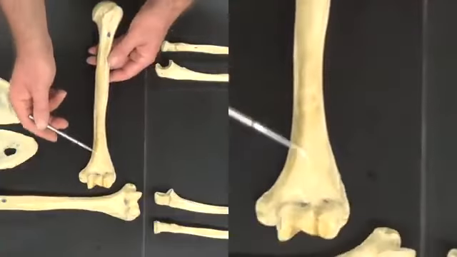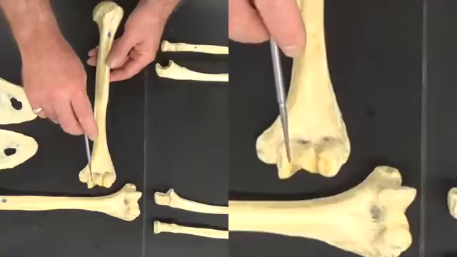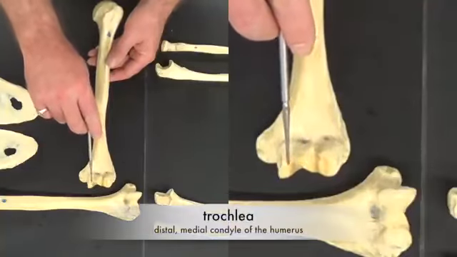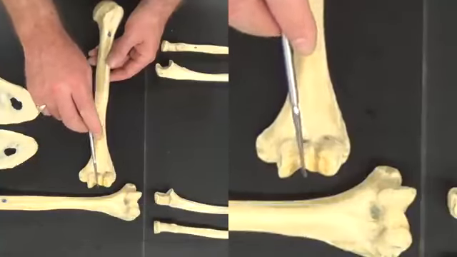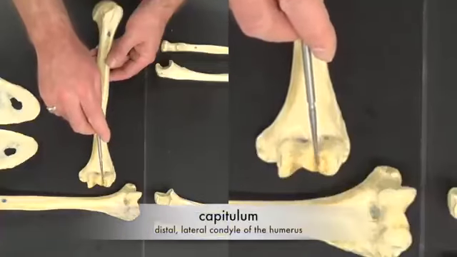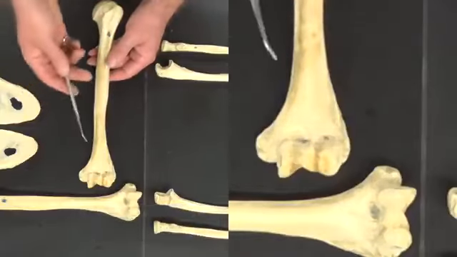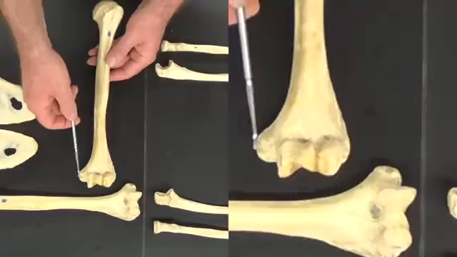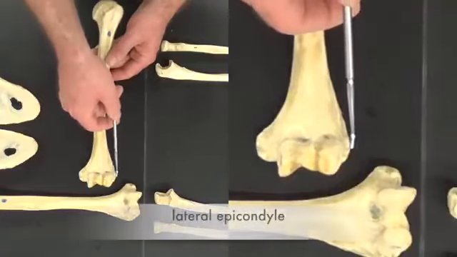And on the distal end, we have our condyles. The medial one is the trochlea, which means pulley, and this articulates with the trochlear notch on the ulna. And laterally, we have the capitulum, and this articulates with the head of the radius. On each side of the condyles, we have an epicondyle. So this is the medial epicondyle, and this is the lateral epicondyle.